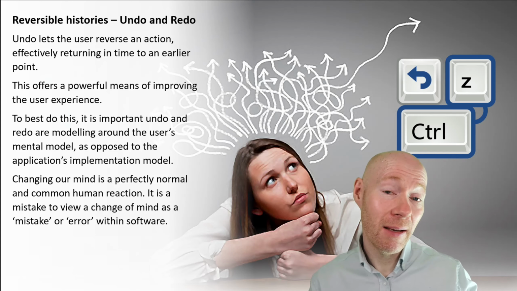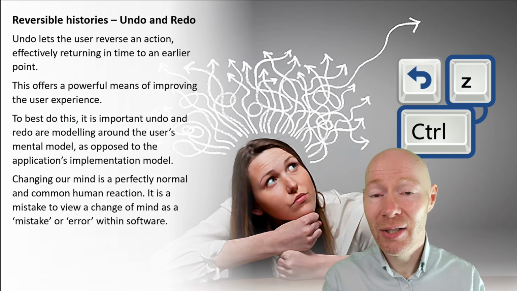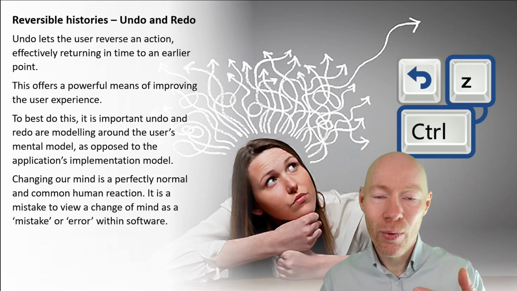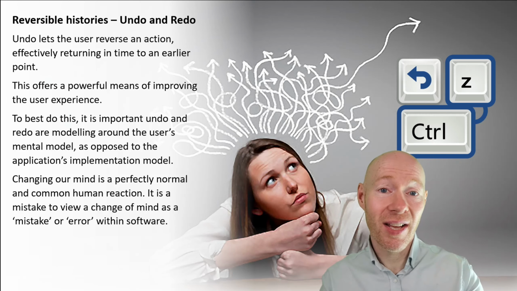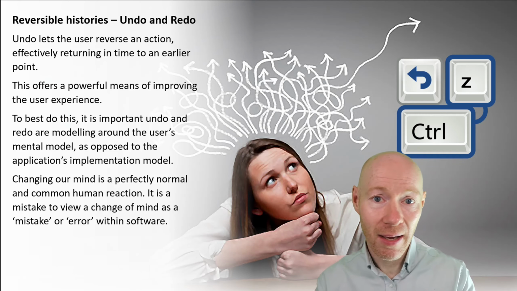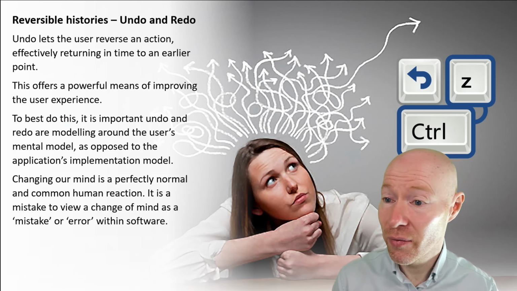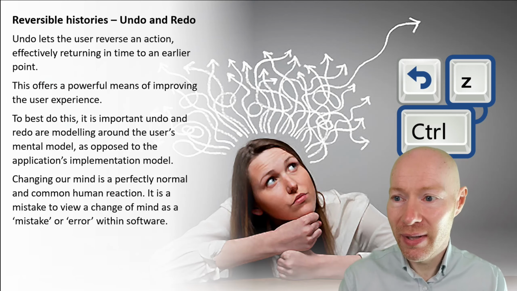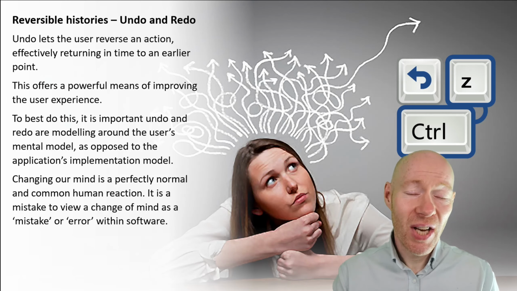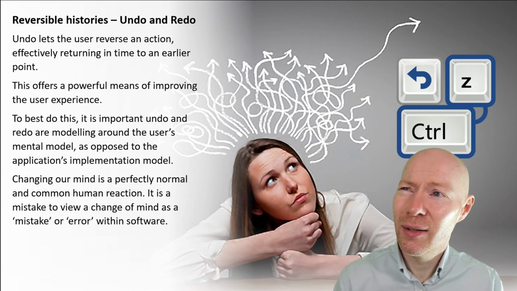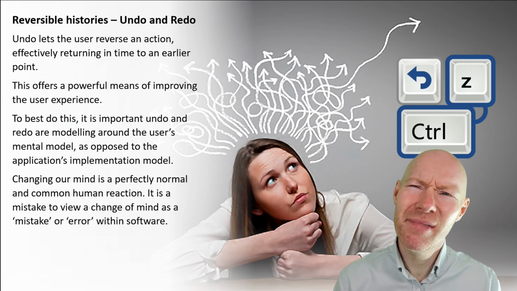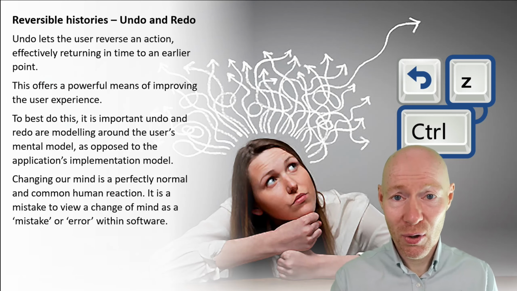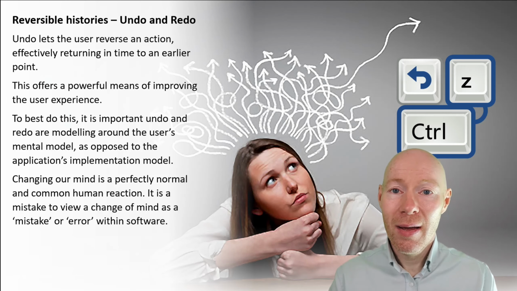And that may or may not be slightly different from the implementation model. So we need to be quite careful about how we understand the size of the steps that we take when we go back and forth across this potentially reversible history. And one of the things, and we'll pick this up in the next slide, is changing our mind. A person deciding, okay, I want to do something different, or no, I want to change this. That's what we do. This is what humans do. It's a perfectly normal reaction.